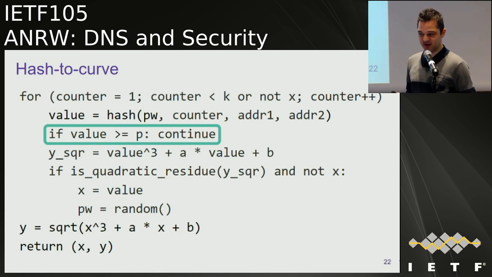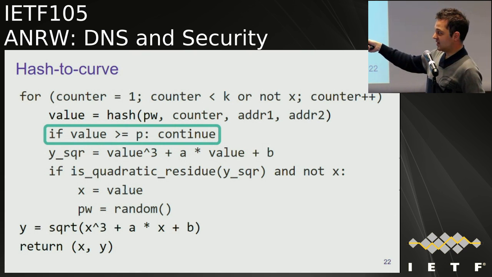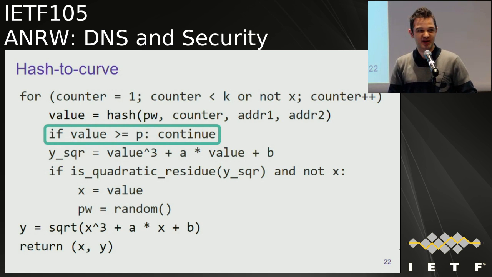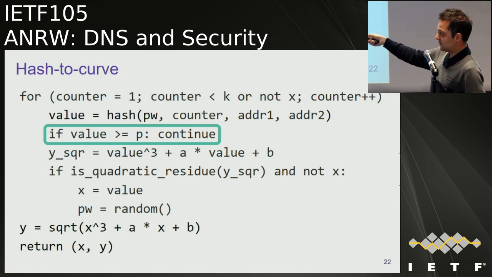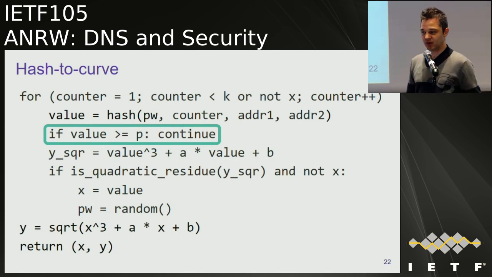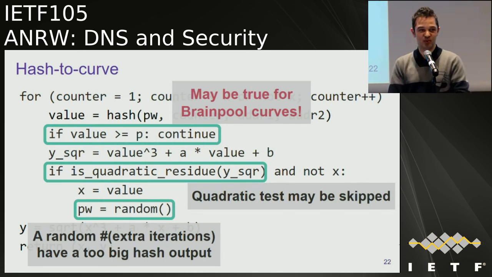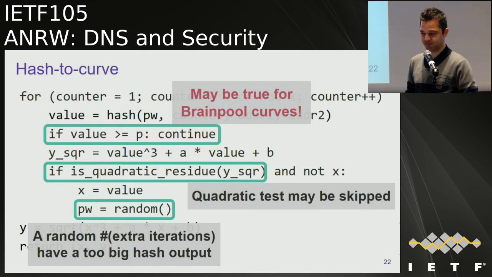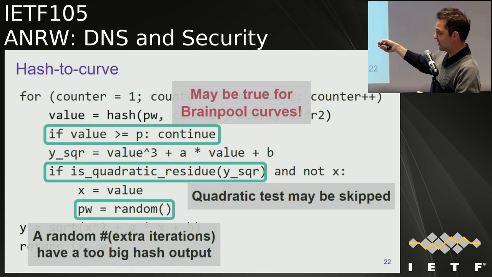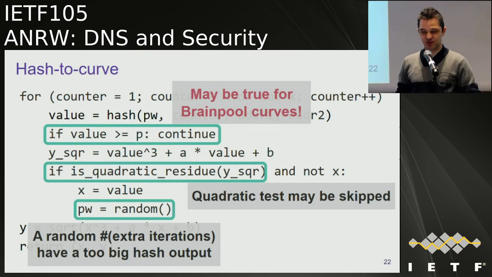And you can see the problem here. The problem is that if this value is indeed bigger than the prime, then we don't do these quadratic residue tests, and we again get different execution times. Now, the interesting thing here, if we use NIST curves, the probability of this condition being true is very low. But with Brainpool curves, this has a probability of, say, between 20 to close to 50%, depending on the specific curve you're using. And in that case, the quadratic test may be skipped. So again, we're in trouble.